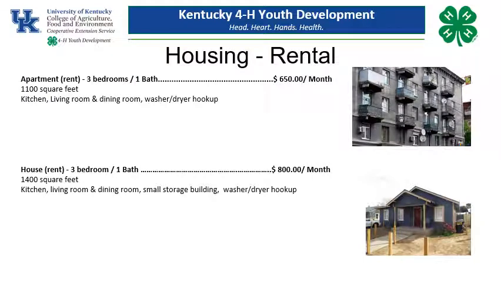If that's not what you're considering, maybe a rental might be appropriate for you. An apartment, such as the one on the right, is 3 bedrooms, 1 bath. It's $650 a month. It's 1,100 square feet. There is a kitchen, a living room, and a dining room, and you have washer and dryer hookup. With your house that you can rent, it is also a 3 bedroom, 1 bath. It's $800 a month. It's 1,400 square feet. You have a small storage building and a washer and dryer hookup. Utilities are included in the apartment above. Pause and deduct whether you rent or own the amount per month in your checkbook register.